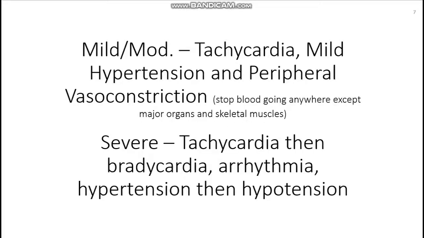Mild to moderate signs include tachycardia, mild hypertension and peripheral vasoconstriction, which stops blood from going anywhere except major organs and skeletal muscles. Severe signs include tachycardia then bradycardia, arrhythmia and hypertension then hypotension.